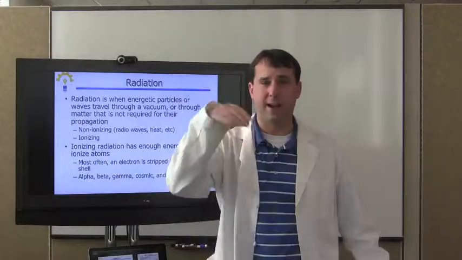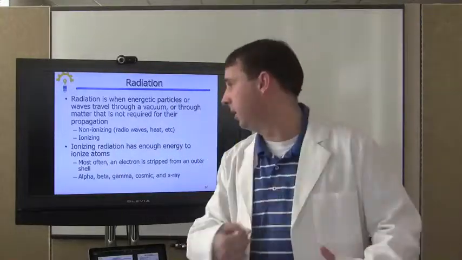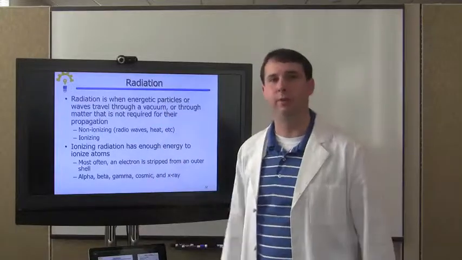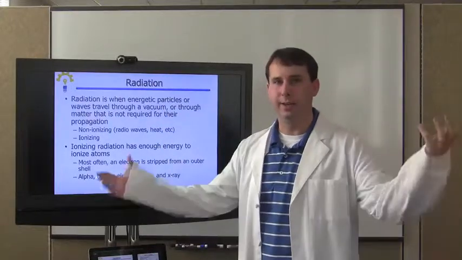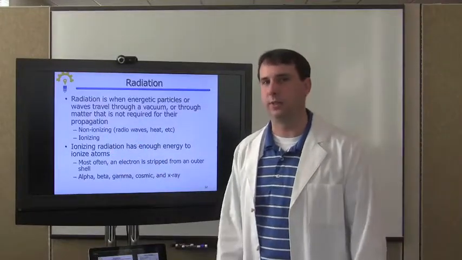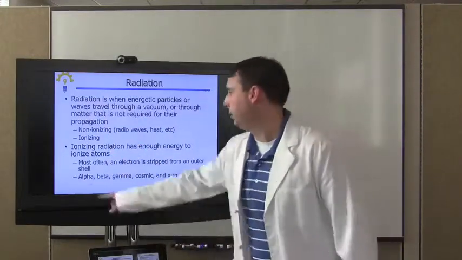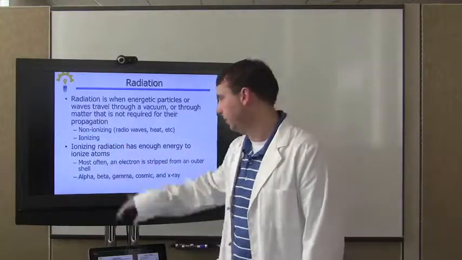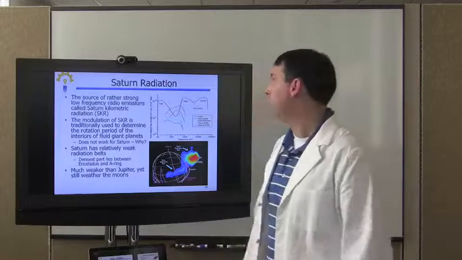Basically, really fast-moving, high energetic particles will hit an atom and knock an electron off of an outer shell, and it'll ionize that atom. That's why it just causes things to screw up. That's what radiation does. There's alpha, beta, gamma, cosmic, and X-ray as the ionizing types. That's the bad stuff.